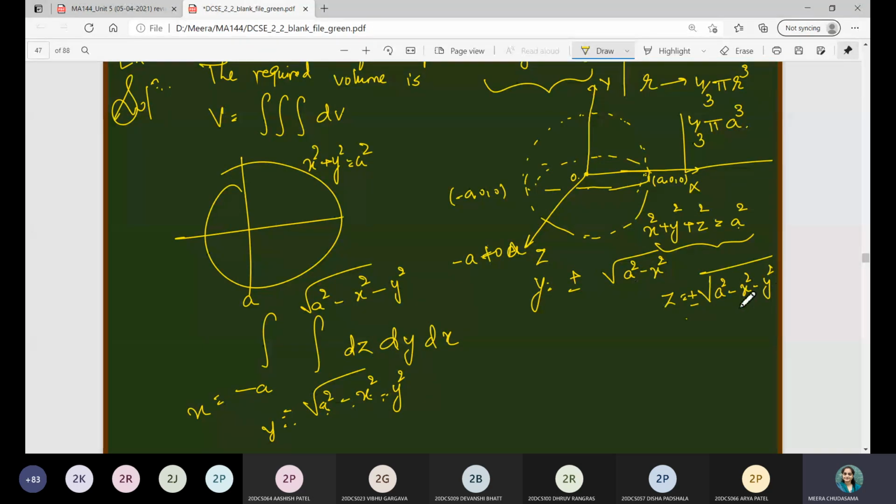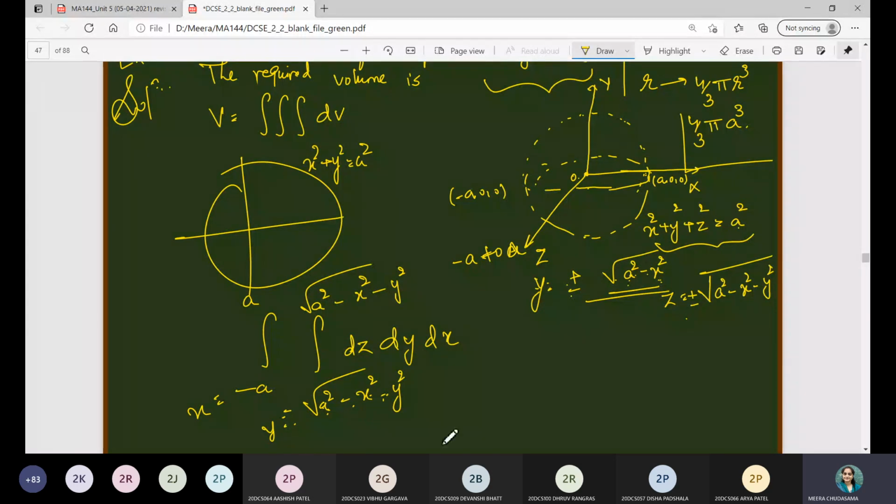At that time, y will be depending only on the radius as well as the x variable, so its limit will be minus square root of a square minus x square to plus square root of a square minus x square, and then now only the limit of the x variable, which will be minus a to a, right? So this is how in the triple integration limits will be decided.